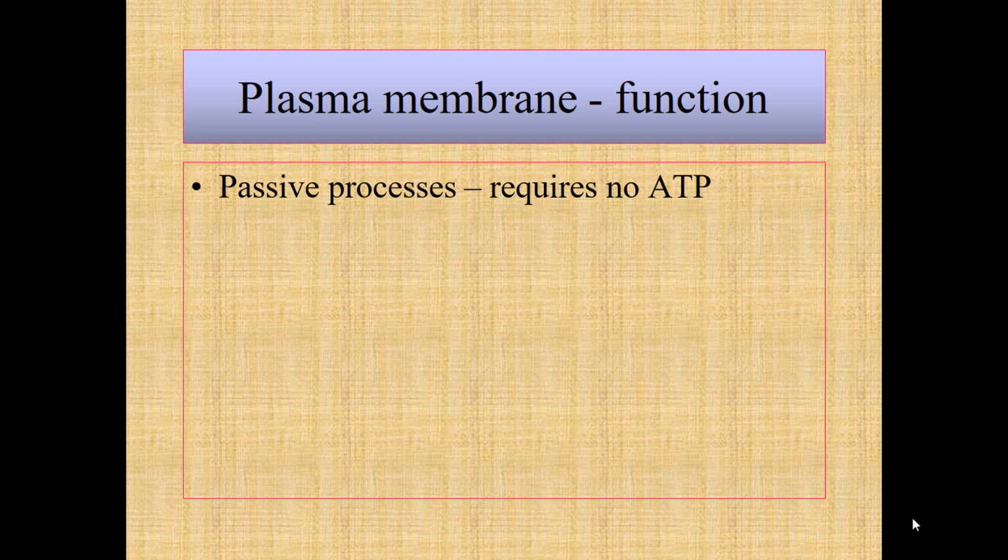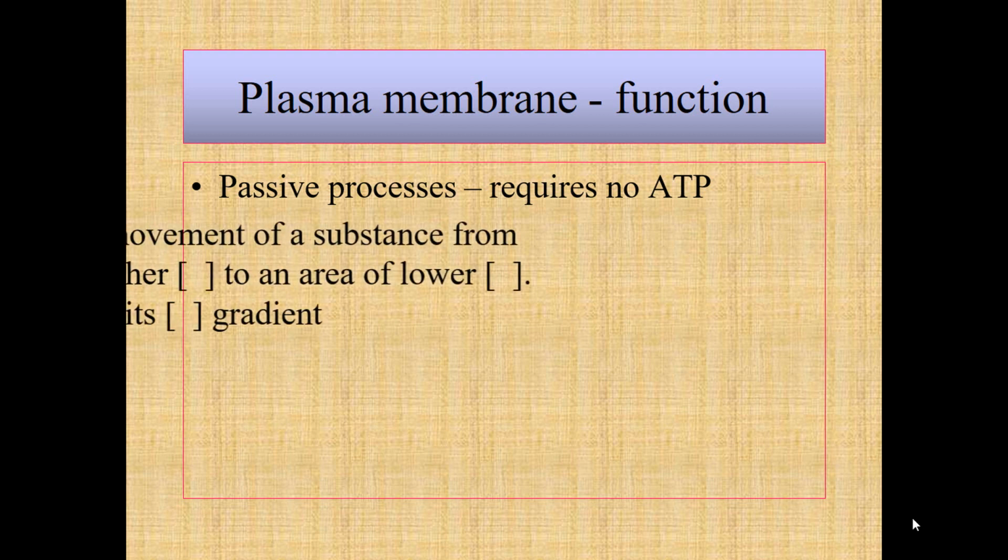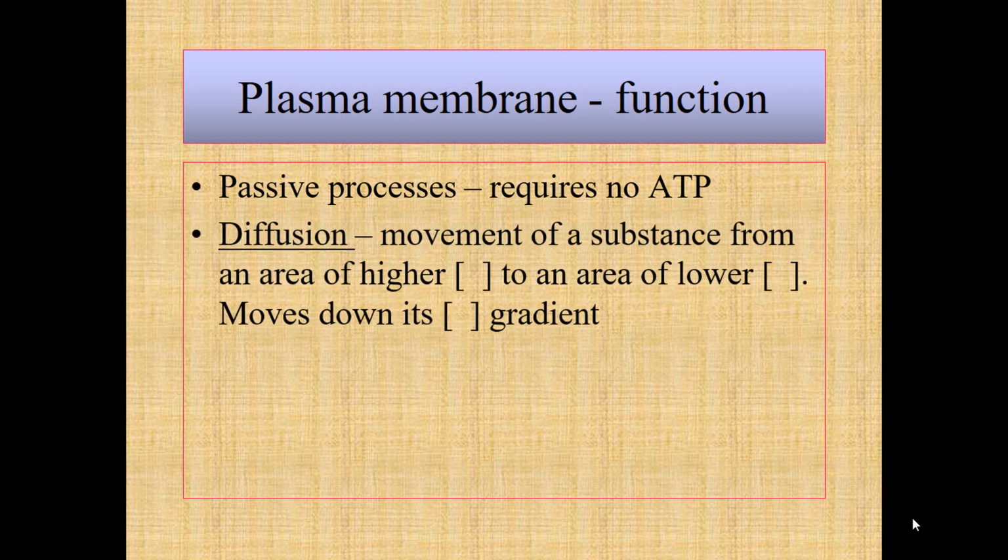So what follows then are passive processes. And so you should know which processes are passive and which processes are active. So the first one that we have is diffusion. And just as a reminder, this right here, those brackets, is universal shorthand for concentration. So diffusion is just movement of a substance from an area of higher concentration to an area of lower concentration. We can shorten that and just say diffusion is when a substance moves or goes down its concentration gradient.